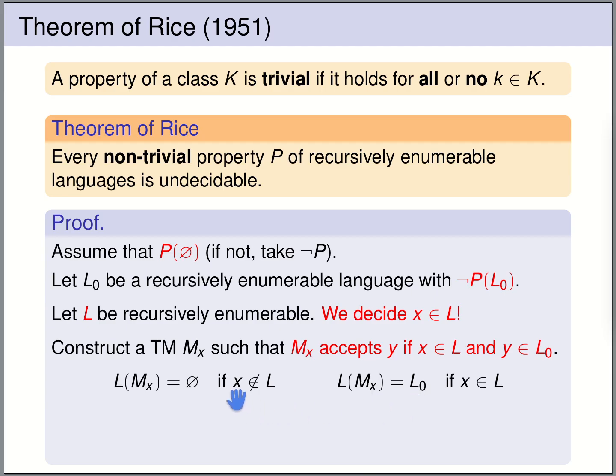So now we see that if X is not in L, then the language of MX is empty. If X is in L, then the language of MX is L0. And we can decide, by assumption, the property P. We know that P holds for the empty language, but P does not hold for L0. So by deciding whether the property P holds, we know whether we have this case or we have this case.